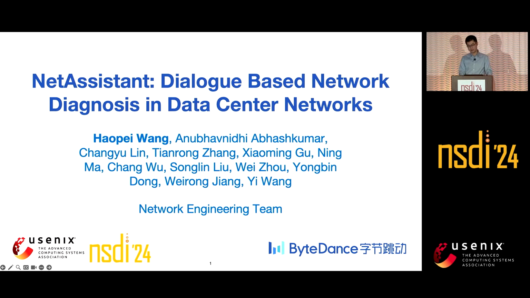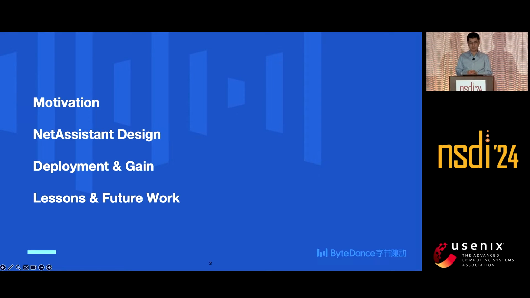This paper is based on an internal tool we have deployed in our production network for more than 4 years. In this presentation, I want to first elaborate the motivation and the high-level idea about this project. Next, I will explain the detailed design of our deployed tool in our production network, named NetAssistant. Then I will show the deployment details and the gain achieved by this tool so far. And at last, I will share several lessons learned and our follow-up work in the future.